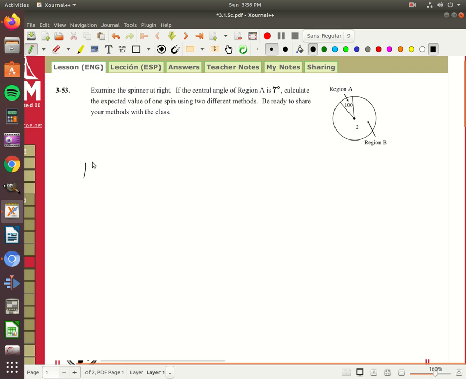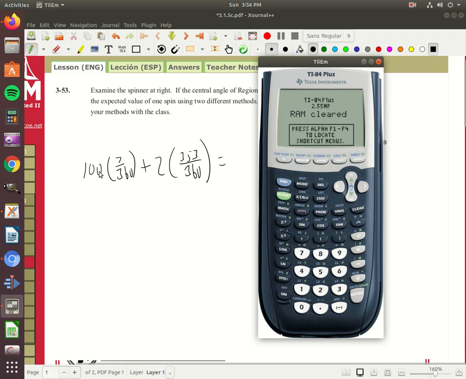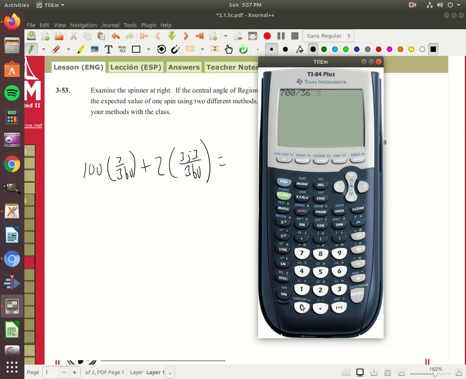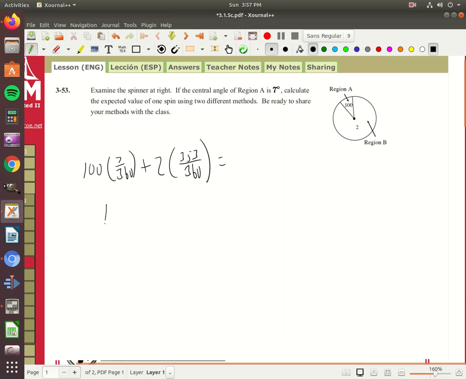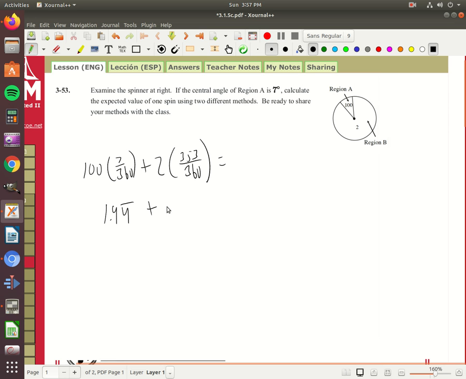So I would say, all right, I'm going to get a 2 that's 7 out of 360 times, and I'm going to get the other value 353 out of 360 times. And what do I get here? So I'm going to go ahead and grab a calculator and multiply 100 times 7, which is obviously 700, and divide that by 360, and I get 1.944 repeating, and I will add that to 2 times 353 divided by 360. So 1.961 repeating.